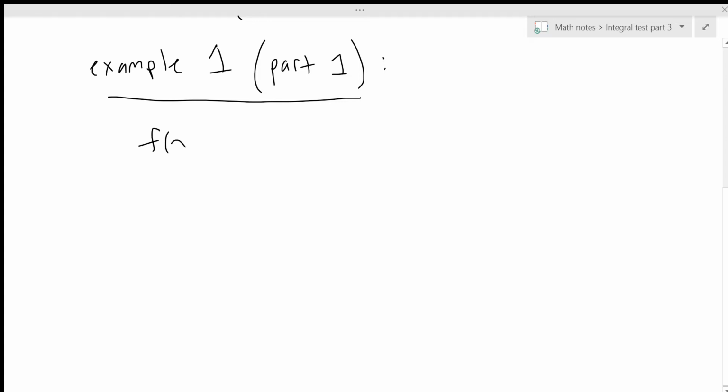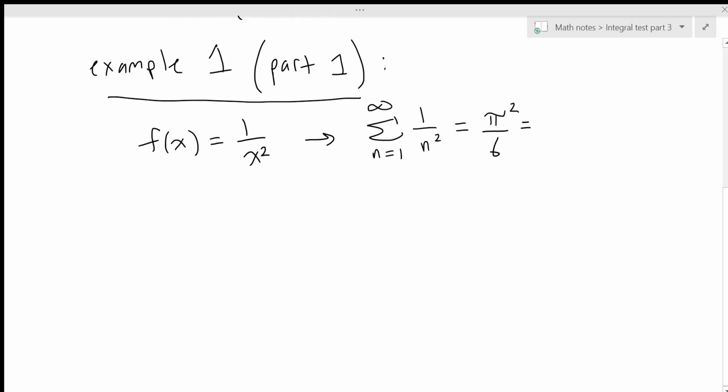And in this example, we're going to look at the series defined by f of x equals 1 over x squared. So the series is the sum from 1 to infinity of 1 over n squared. If you remember from the first video, this series does converge, and it's actually equal to pi squared over 6. For later comparison, I'll just note that this is about 1.64... And remember that this result was a famous math problem called the Basel problem.